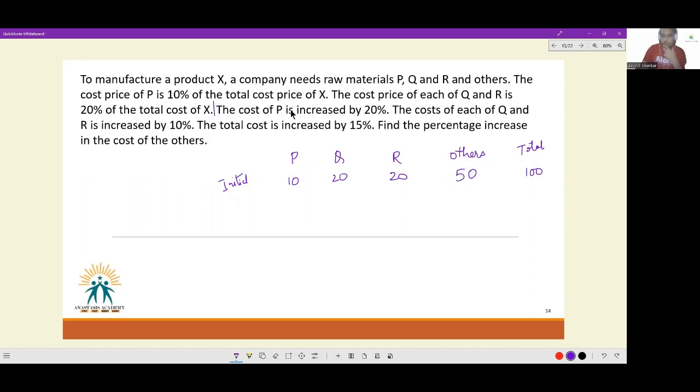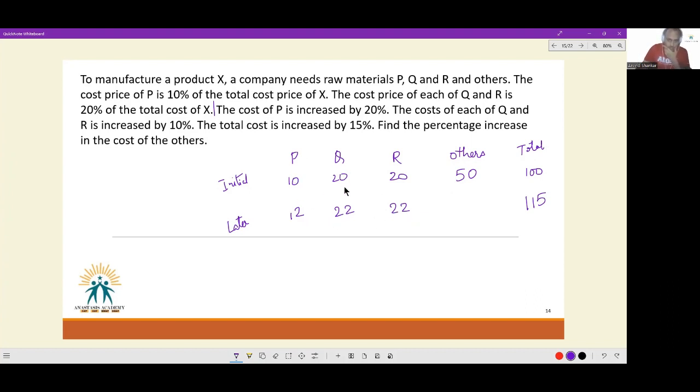After this point, the cost of P increased by 20%. If it increased by 20%, it became 12. The cost of each of Q and R increased by 10%. So these will become 22 and 22. And the total cost increased by 15%. The total cost has now become 150.